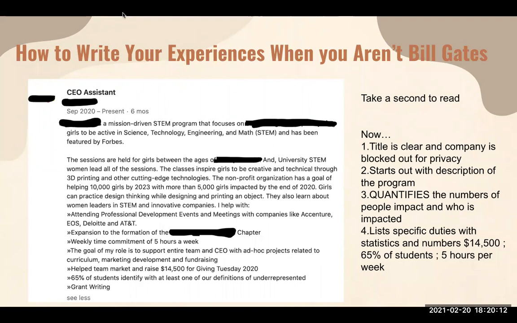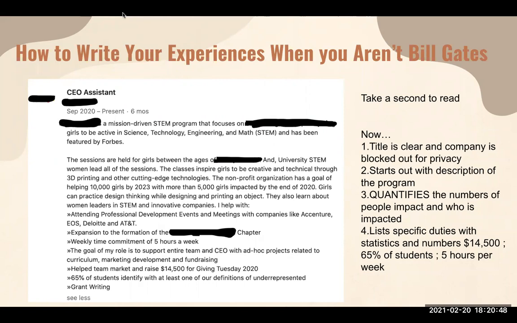If not, that's okay because we're going to be going over a couple of the different things that stand out from this. So, as you can see here, we have the title, which I left in just so that you can get an idea of what it is. And then I blocked out the company info and stuff like that just for the sake of privacy. And what it does that's really good is it starts out with a description of the program. So we have here that it's a STEM program, that it's been featured by Forbes, and that it helps girls that are interested in STEM. So that's a very good thing to have right off the bat in your description.